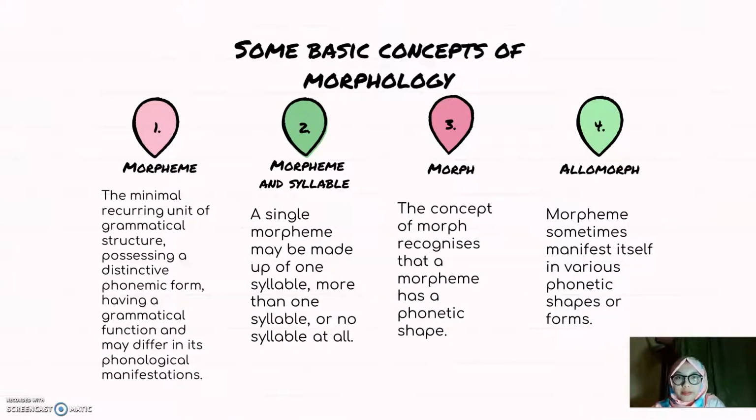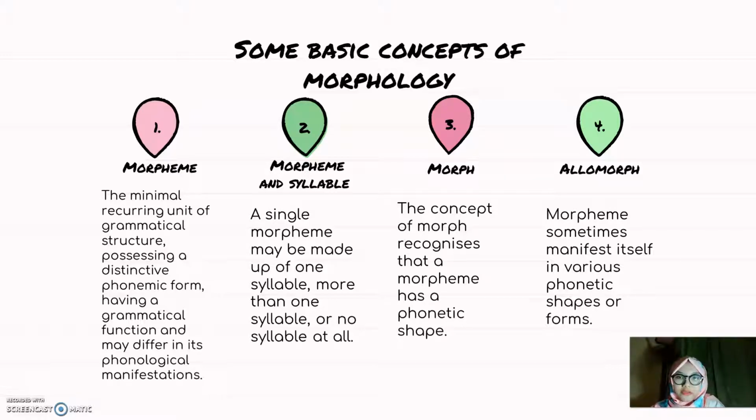Some basic concepts of morphology. There are four concepts. First is morpheme, the minimal recurring unit of grammatical structure possessing a distinctive phonemic form, having a grammatical function, and may differ in its phonological manifestation.